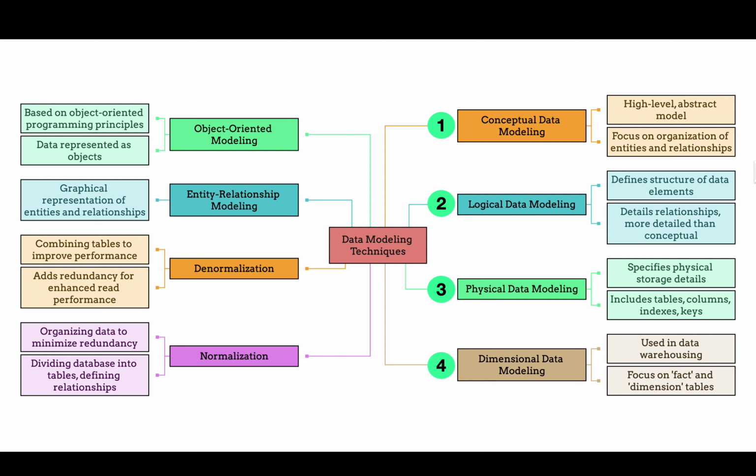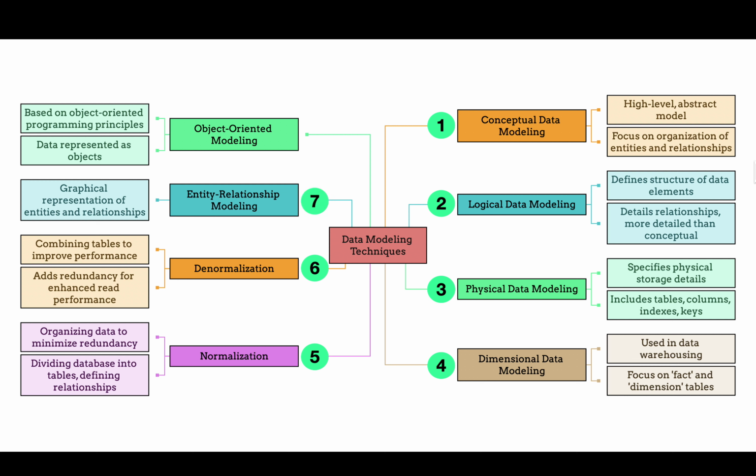4. Dimensional data modeling. Used in data warehousing. Involves fact and dimension tables. It is optimized for data querying and reporting, rather than for transactions. 5. Normalization. Process of organizing data to minimize redundancy. It involves dividing a database into two or more tables and defining relationships between the tables. 6. Denormalization, process of combining normalized tables to improve database performance. It adds redundancy to a normalized database to enhance read performance.